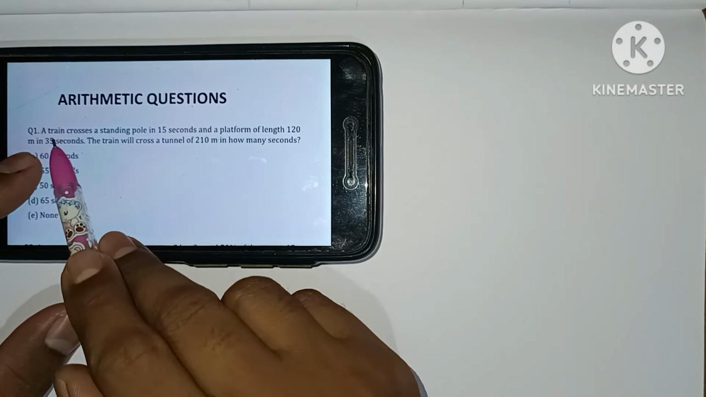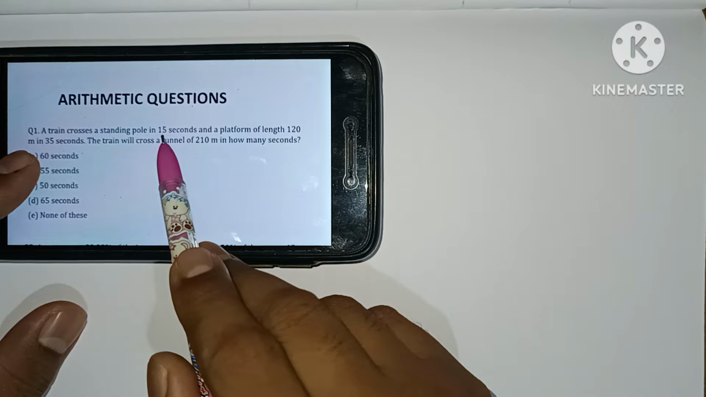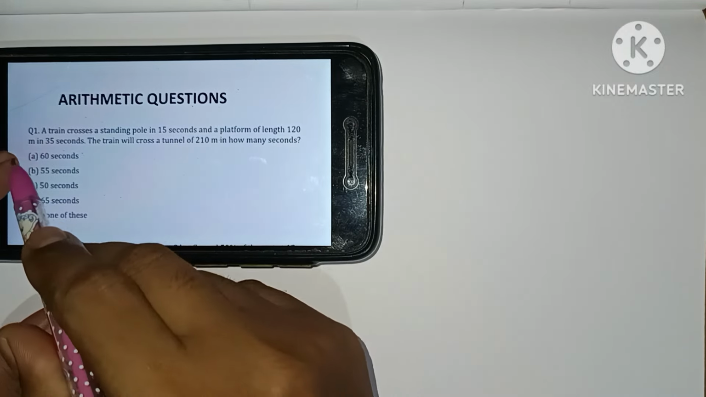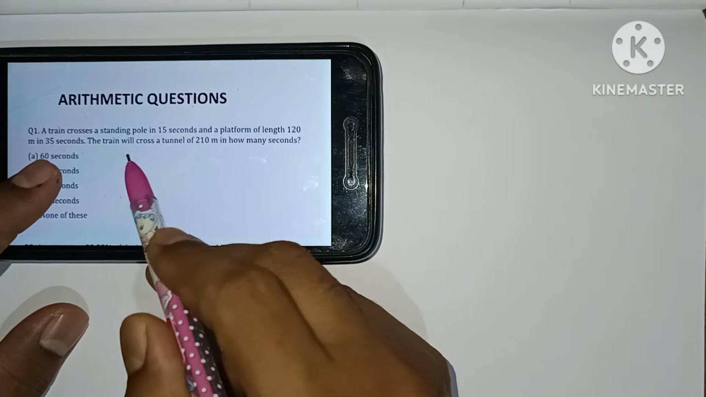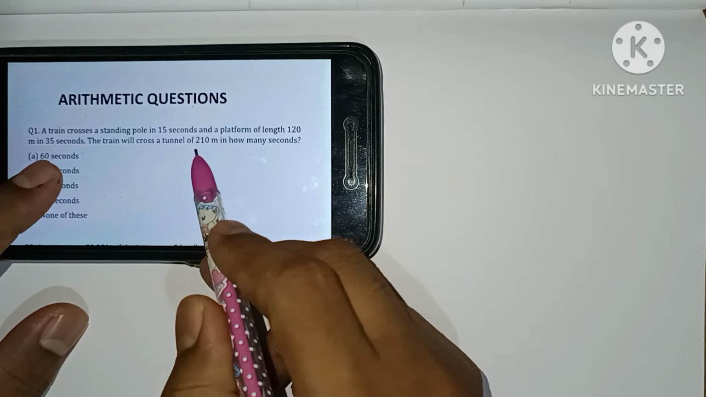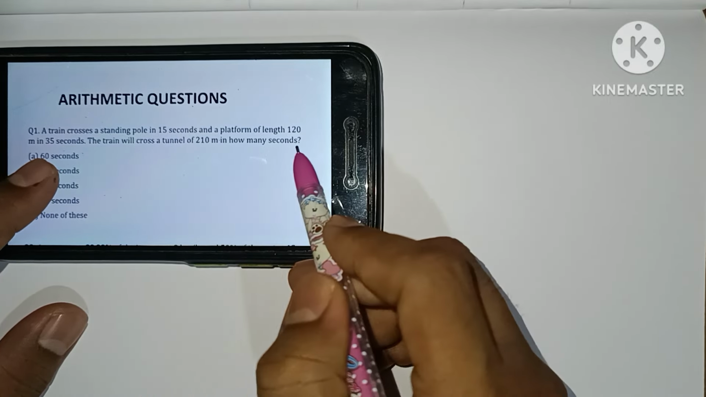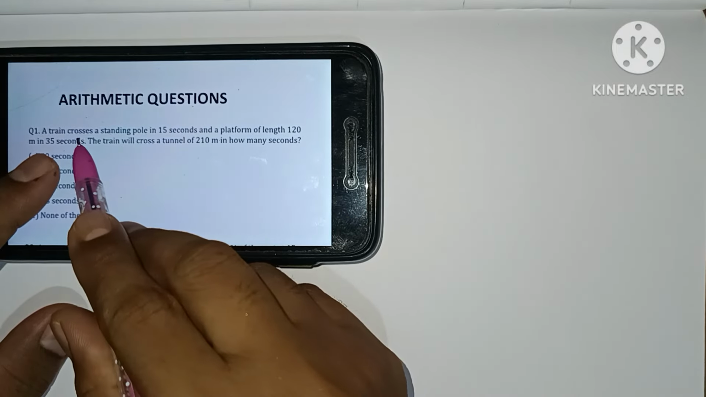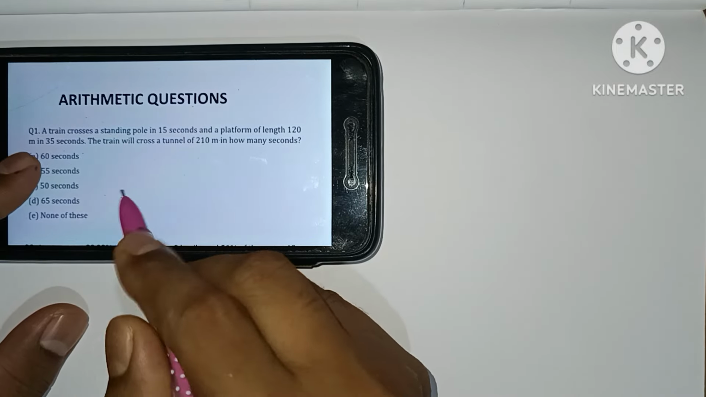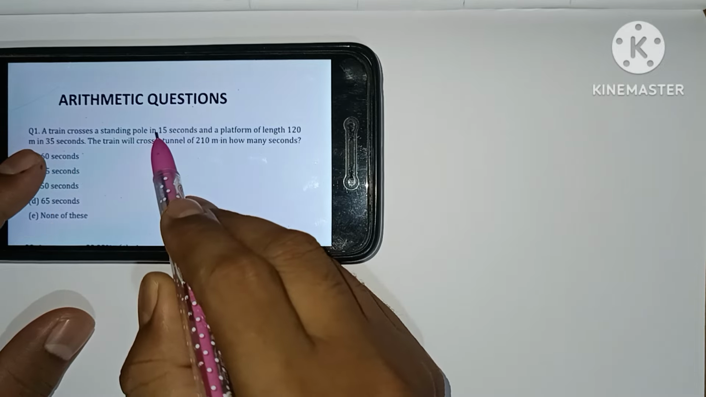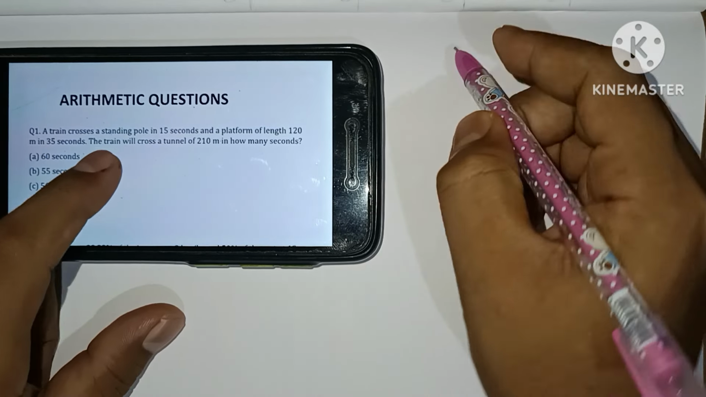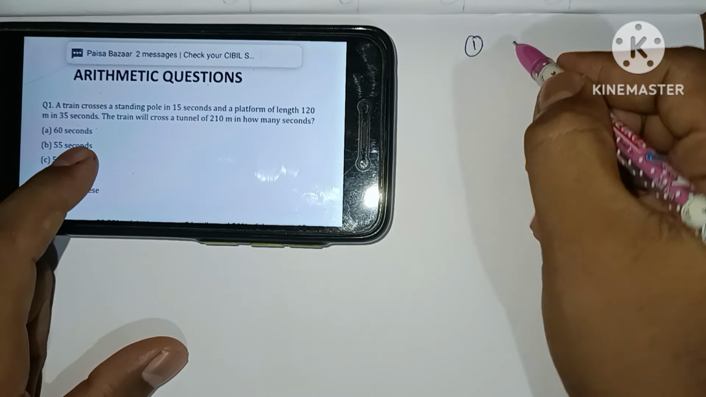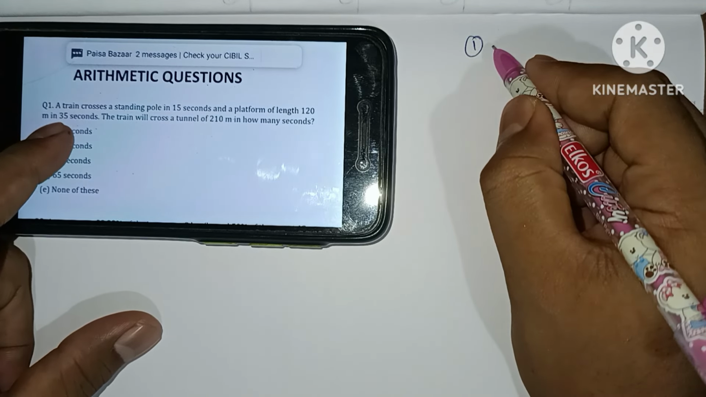First question is, a train crosses a standing pole in 15 seconds and a platform of length 120 meters in 35 seconds. The train will cross a tunnel of 210 meters in how many seconds? This is the question asked. Here we don't know the value of the length of the train. From the first statement we can find the length of the train.